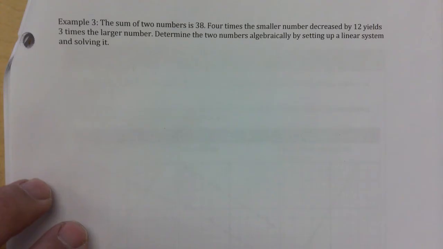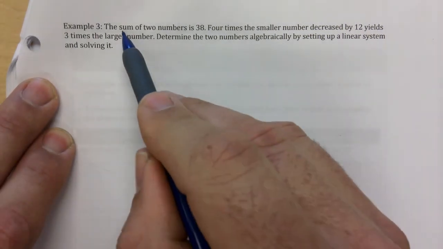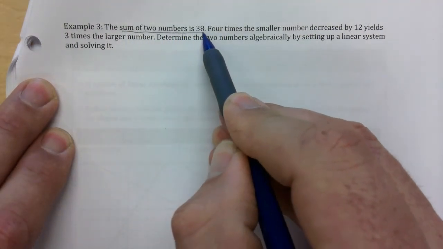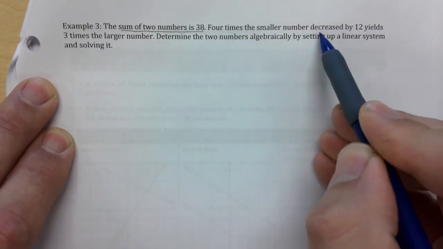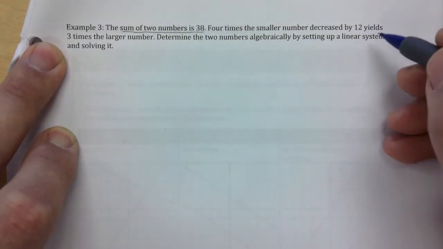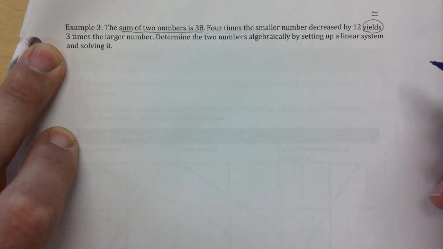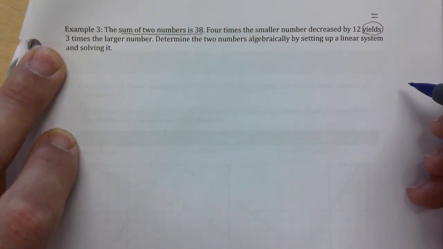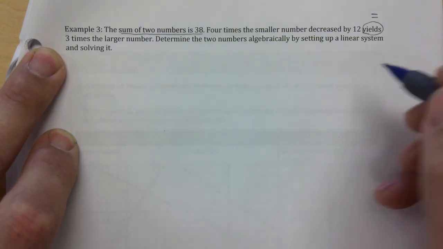So I'm leaving that there, pausing it, what you've come up with. So there are 2 numbers. The sum of the 2 numbers is 38. Right? 4 times the smaller number decreased by 12 yields. Yields means is or gives or is equal to, just so you know in math. Is 3 times the larger number. Okay? So what do we have here?